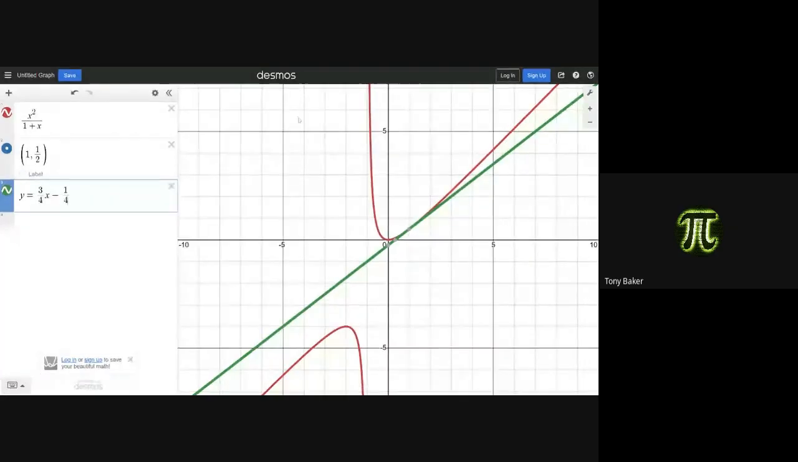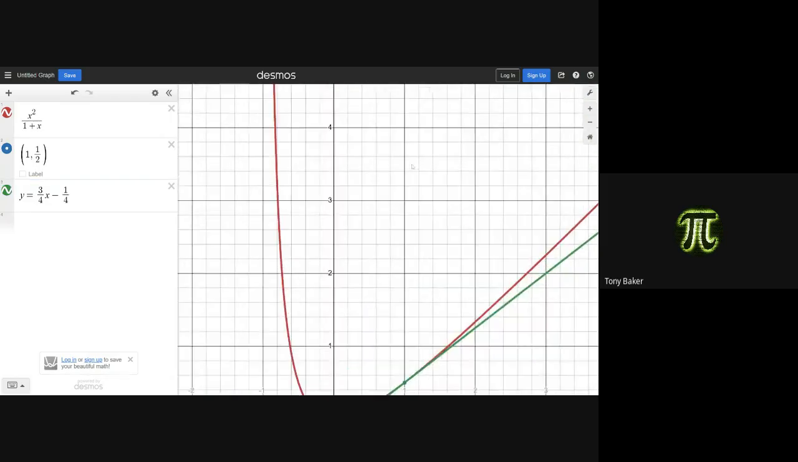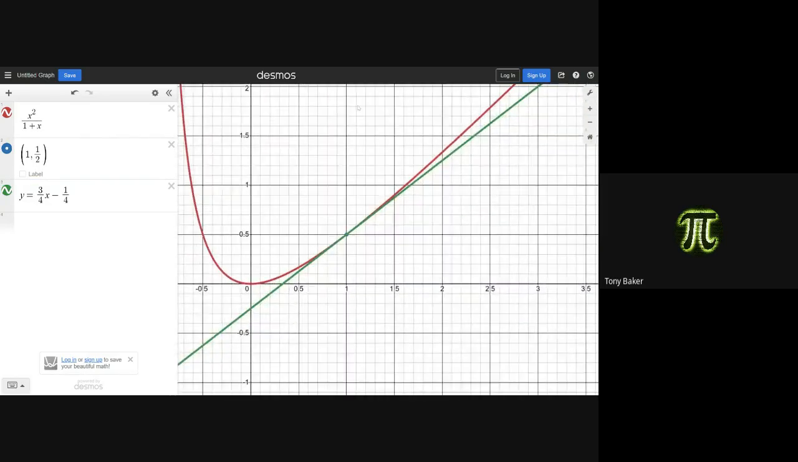And remember, you can always use your graph to check. So if we look, that is the tangent line for that graph.